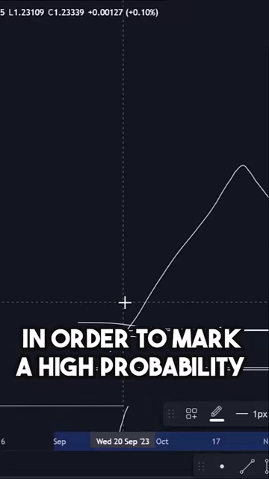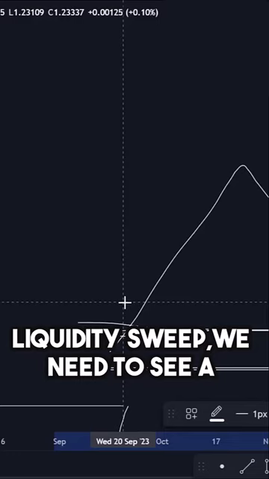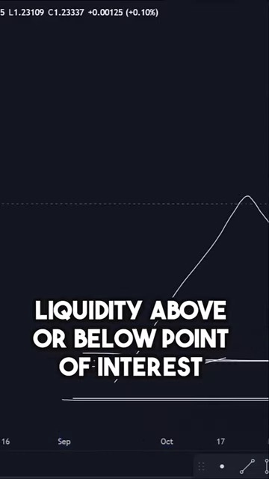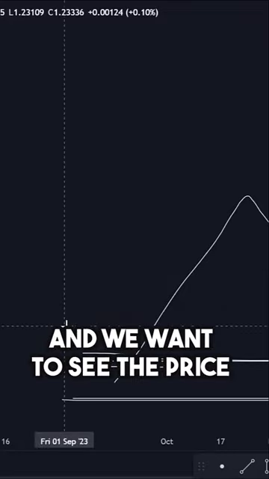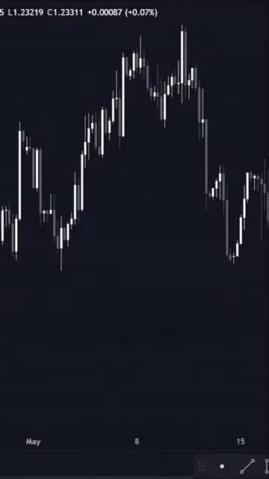In order to mark a high probability point of interest and a high probability liquidity sweep, we need to see a liquidity above or below a point of interest, and we want to see the price sweeping liquidity into that higher time frame point of interest. So let's take some examples in here, okay?